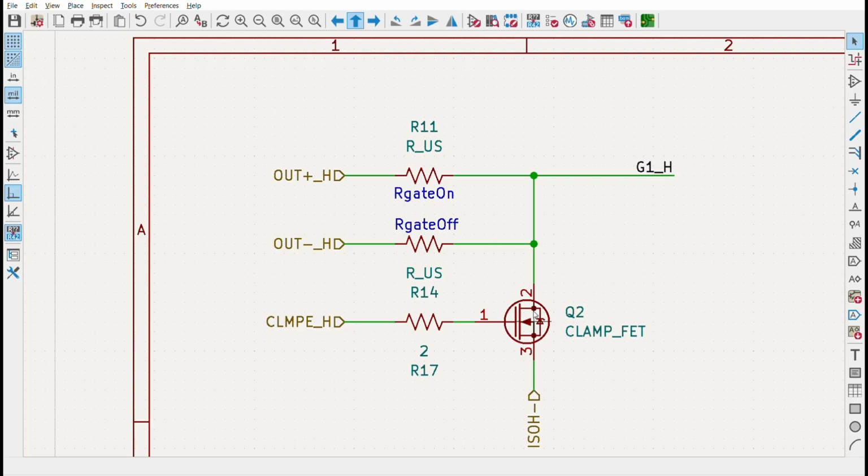And what this does is it provides a very, very low resistance path, lower than the turnoff resistor, to further solidify that my MOSFET will stay off when it's supposed to stay off, which is a safety consideration.